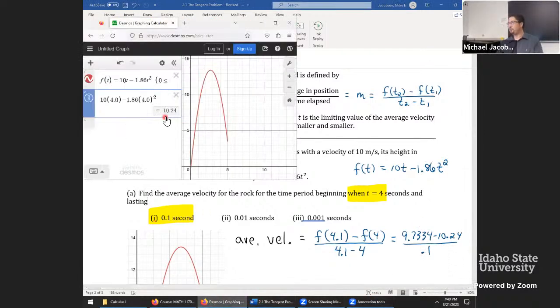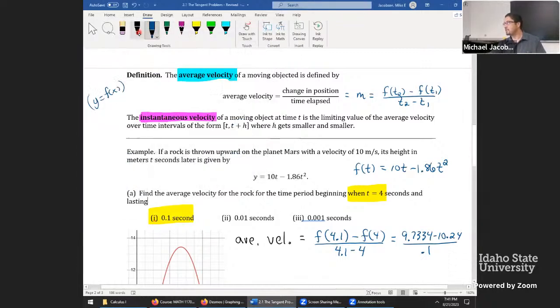So now finally, let me do the whole thing. I'm just going to type it all in like a savage. 9.7. Oh, I forgot to go to 5 on that. Okay, 9.7334 minus 10.24 divide by 0.1. So that gives us a value of negative 5.066. Let me put it down here. Negative 5.066.